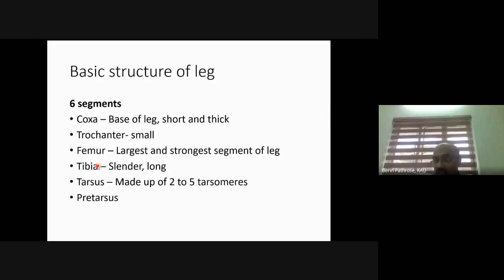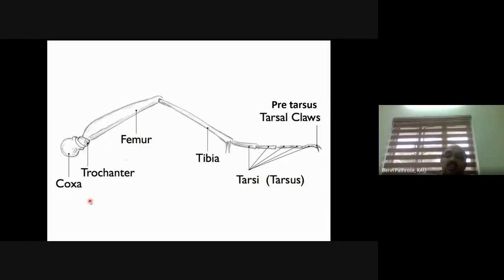Tibia is slender and long. And tarsus consists of a number of segments, and these segments are called tarsomeres. At the tip of the tarsus, we have the pretarsus. So this is the basic structure of a leg. Remember, in your record, you have to draw and write about the basic structure of the leg and the different modifications of insect leg.